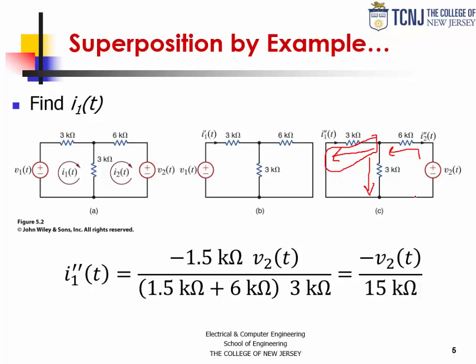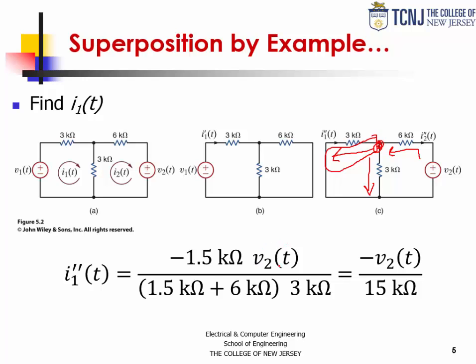So the easiest way to do this is to first apply voltage division. If I can find the voltage at this node by doing voltage division between this resistor and the parallel combination of these two resistors over here, then all I have to do to find that current is divide that voltage by the 3k ohm resistor, and I will have the partial current.